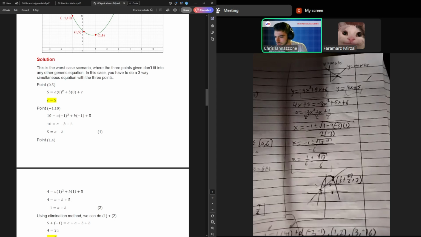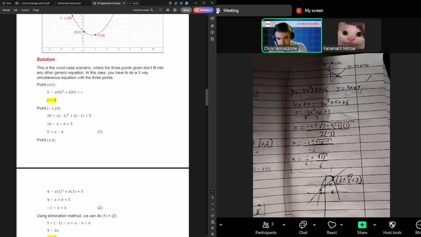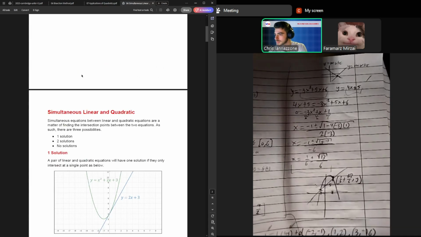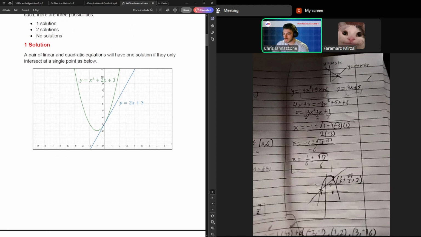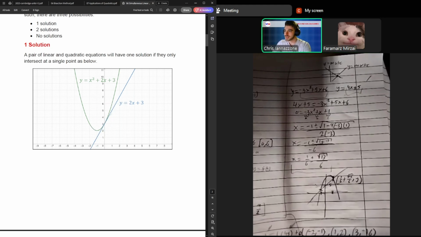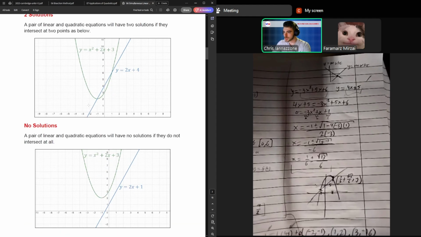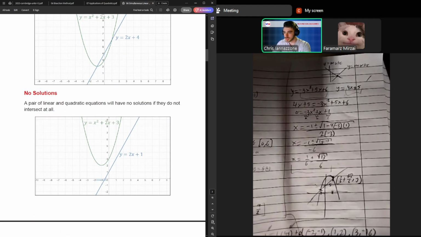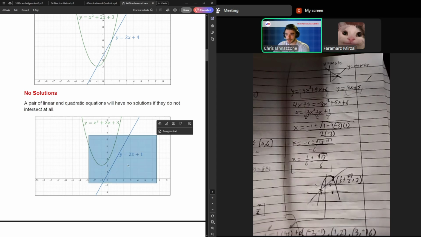Let's see, do I have a picture that I can share with that? Simultaneous linear and quadratic. Yes, I do. So here are the possibilities. If it's tangent, there's only one solution. 2 solutions would look like this, you're cutting at 2 spots. No solutions just means they don't touch.